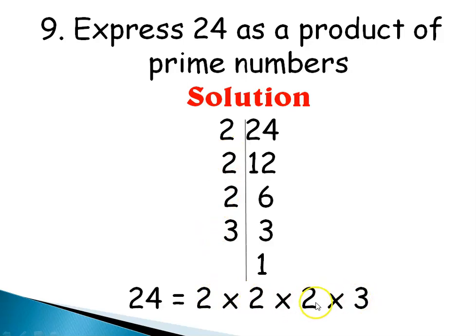How do I check that I'm correct? I have to multiply all of these factors together and it has to give me the original number. So let's check. 2 times 2 is 4. 4 times 2 is 8. 8 times 3 is 24. So this is correct. We have been able to express 24 as a product of its prime numbers. Do you understand this? Good.